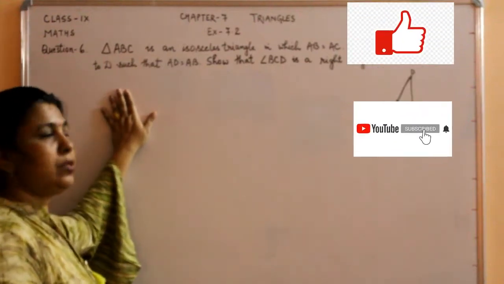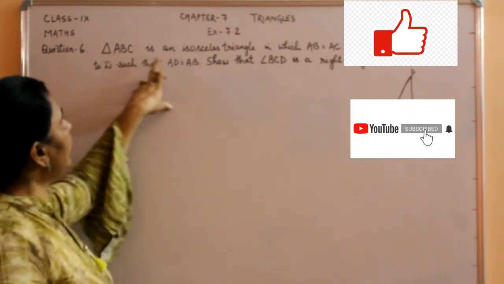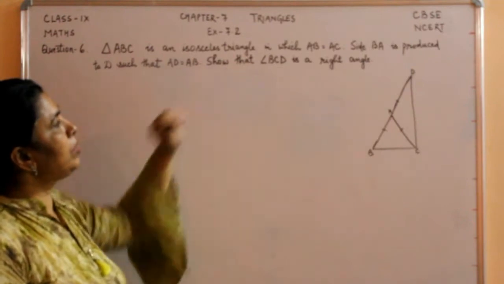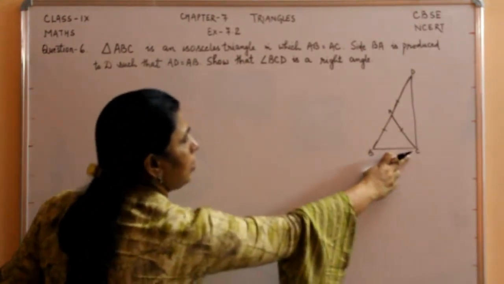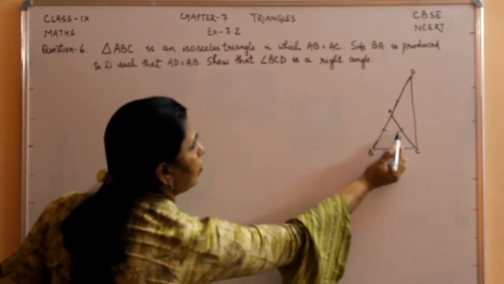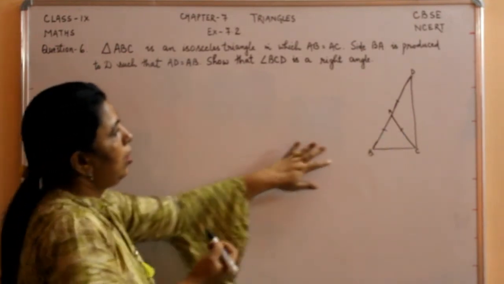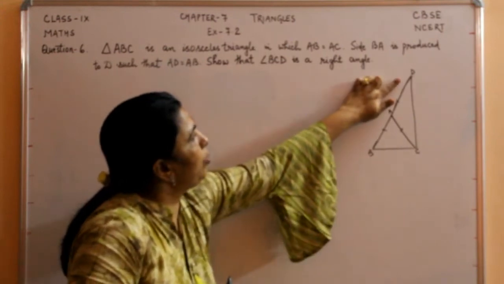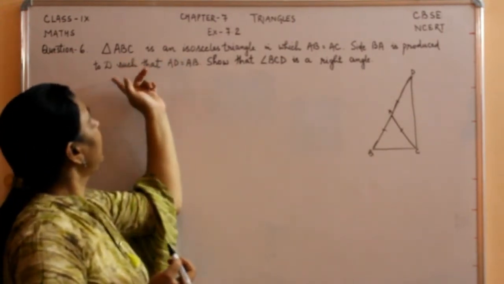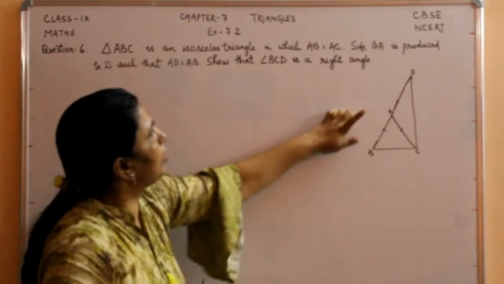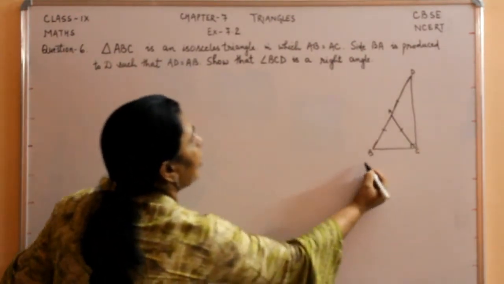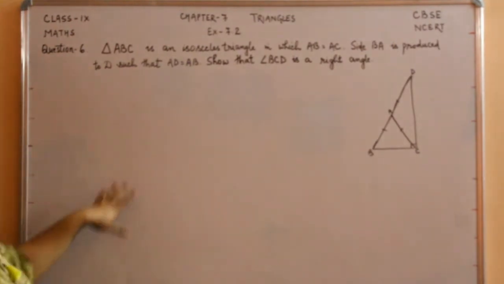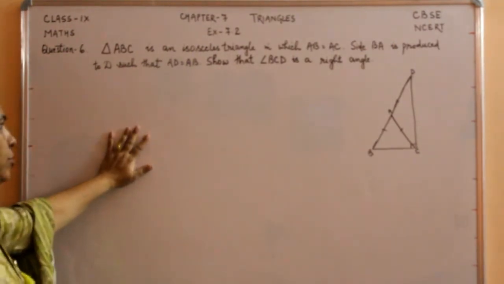Coming to question number 6. Triangle ABC is an isosceles triangle in which AB is equal to AC. You can see this ABC is an isosceles triangle and AB is equal to AC. Now this side BA is produced to D such that AD is equal to AB, and we have to prove that angle BCD is a right angle.